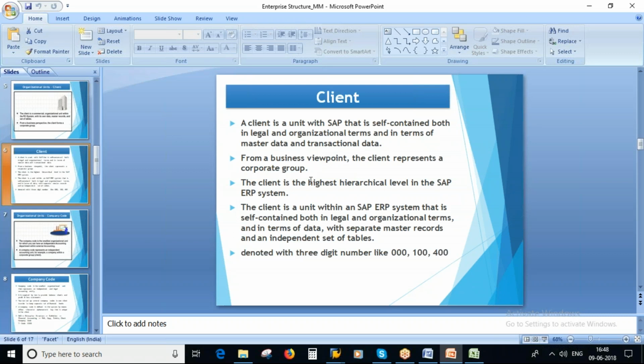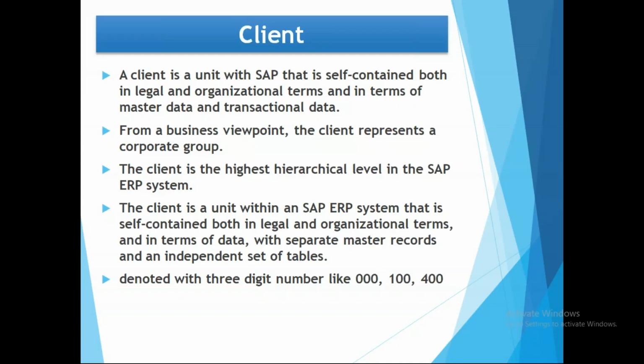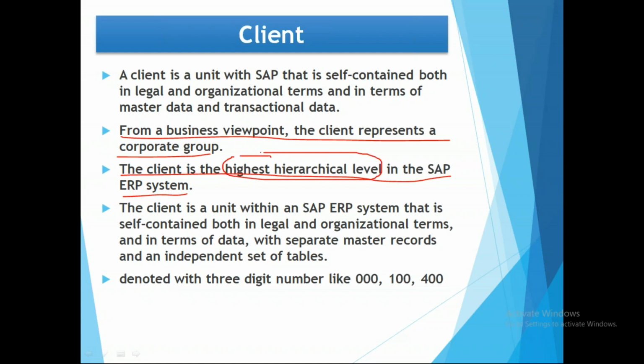So this is what I explained. From a business viewpoint, the client represents a corporate group. And in the SAP system, the client is the highest hierarchical level in the SAP ERP system. From the organization's structure point of view, it will be the highest hierarchy, the topmost level. Normally in SAP, the client is denoted with a three-digit number like 000, 100, and 400.